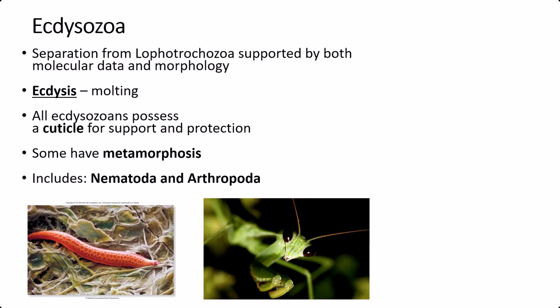So then the clade ecdysozoans is separated from that lophotrochozoan clade both by what they look like, their morphology, and molecular data. Ecdysozoans are named for ecdysis, which is the fancy word for molting. All ecdysozoans possess a cuticle for support and protection. Some of them do metamorphosis, right? Like a caterpillar goes through stages and becomes a butterfly. And this includes the nematodes, which are roundworms, and the arthropods. And we'll talk about both of those phyla coming up on their own slide.